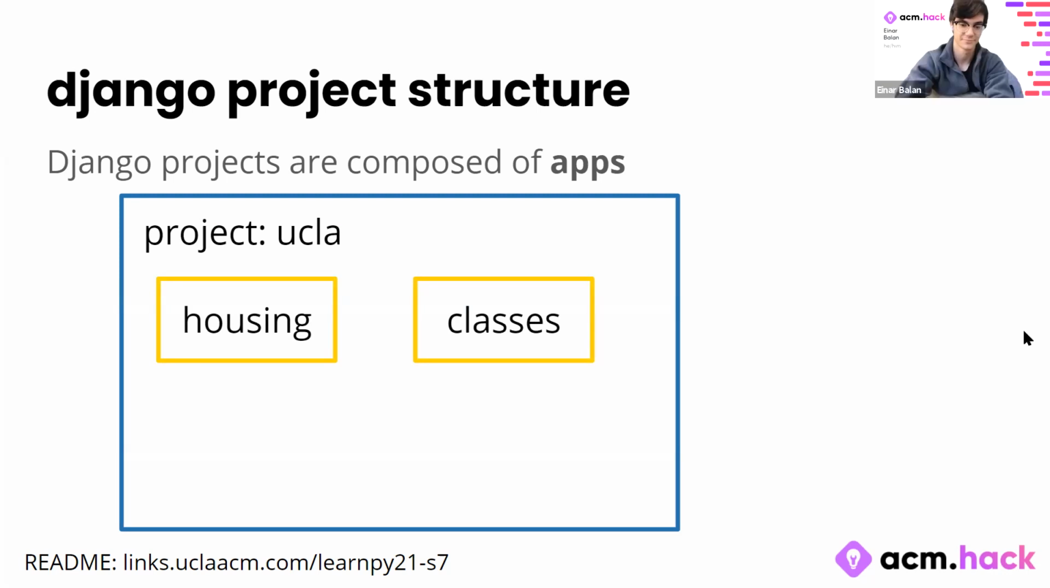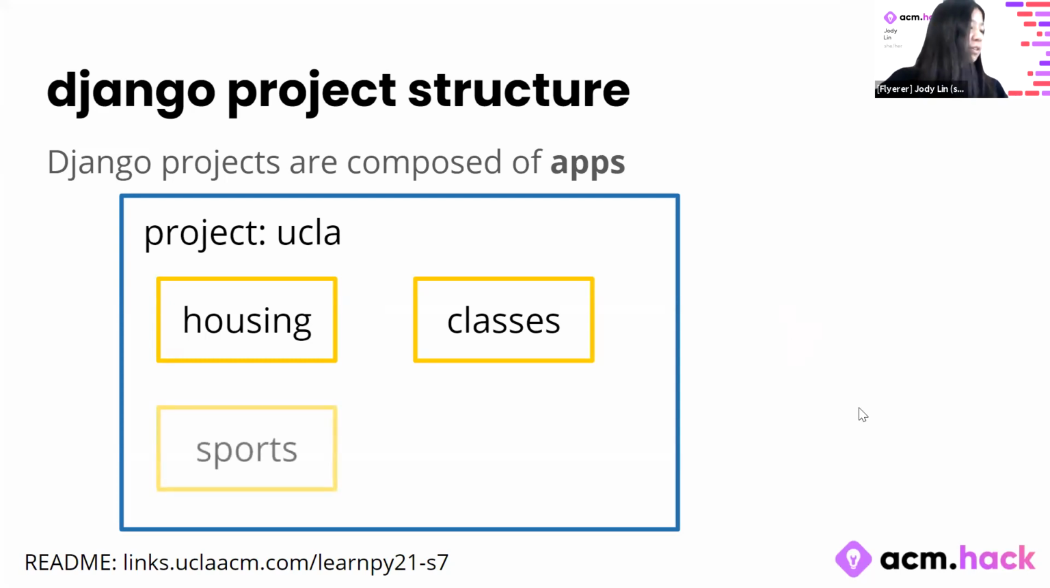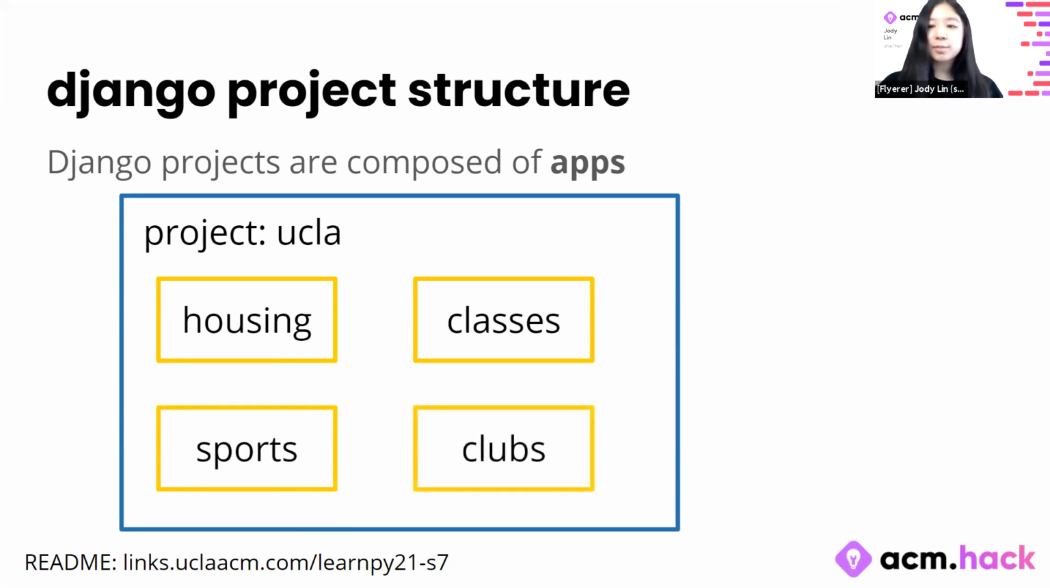All right, so we have a classes page, which might handle class enrollment and stuff. And then we also have a sports page. Sports is pretty big at UCLA, whether it's football, gymnastics, whatever your sport is. And then we also have clubs. So clubs are pretty fire at UCLA. We are one of the many clubs here, and we're probably going to want some part of our project to manage that as well.